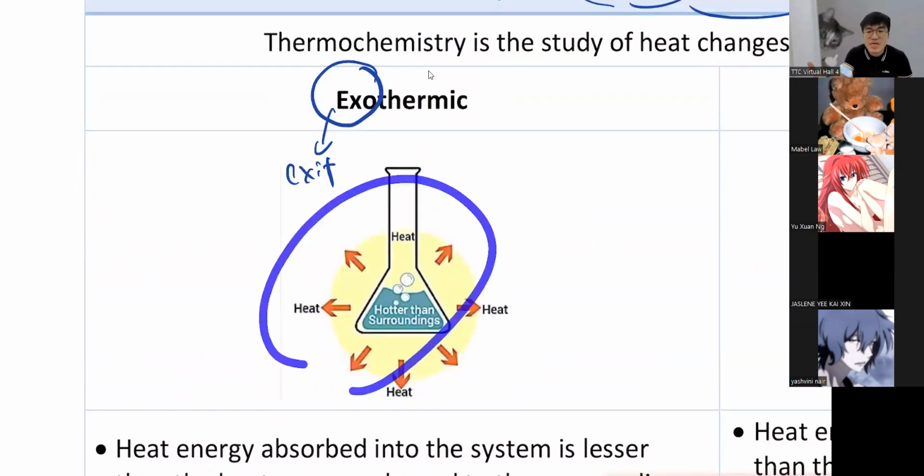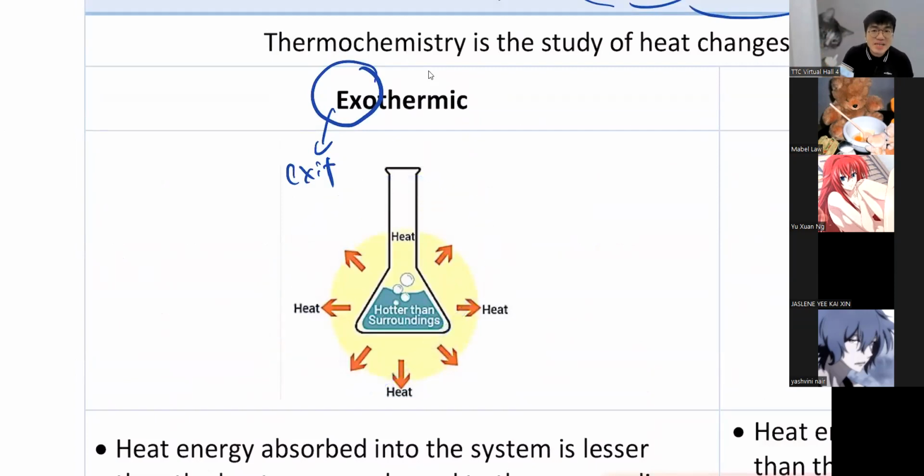For example, what is the example of exothermic? Very easy, burning. When you burn a piece of paper or whatever, the surrounding becomes hot, right? I mean, any burning, your surrounding becomes hot. So exothermic.